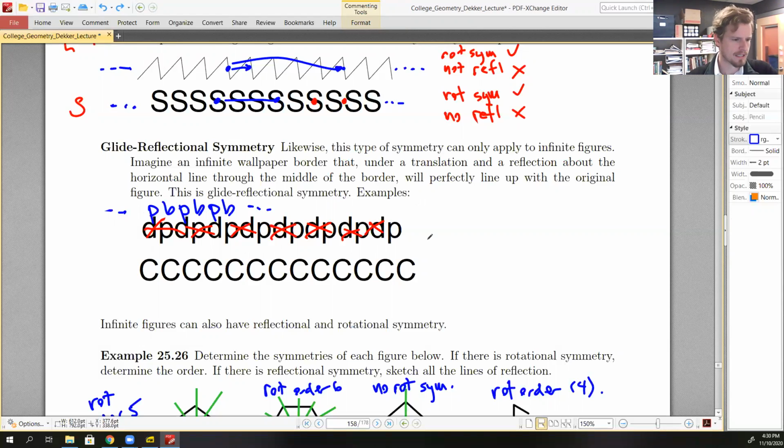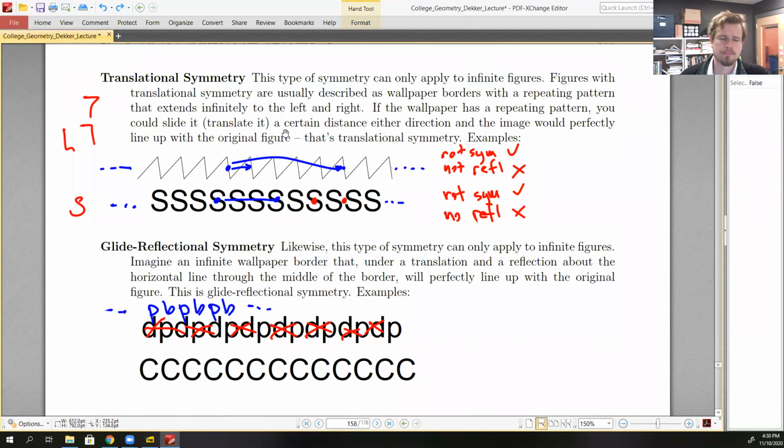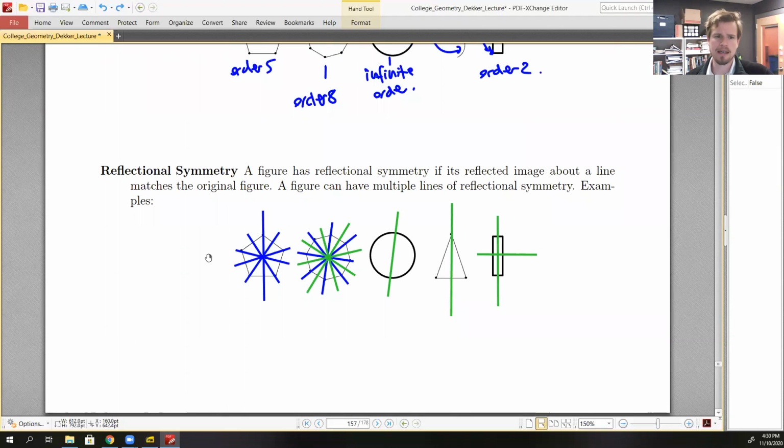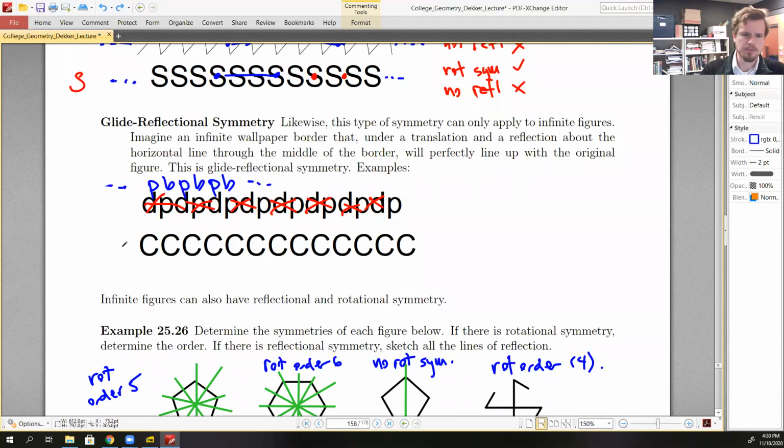All right. Let's see here. And then, glide reflectional symmetry can, in some cases, be simply reflectional symmetry. If there's no glide, that's okay. And that's what our second example is. If I reflect over this line, then what I end up with is the same thing. So that's where we're talking about a glide reflectional symmetry.